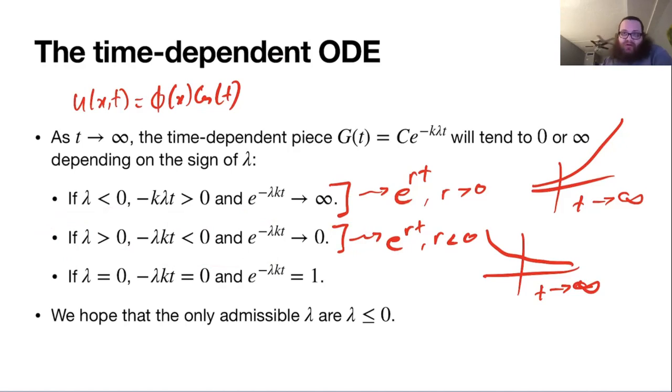Okay. Finally, you can also look, well, you had positive lambda, you had negative lambda. What happens if lambda is 0? Right. Well, if lambda is 0, minus lambda kt is equal to 0. And so this exponential will be e to the 0, which is equal to 1. Okay. And so in this case, the time piece g of t is just 1.